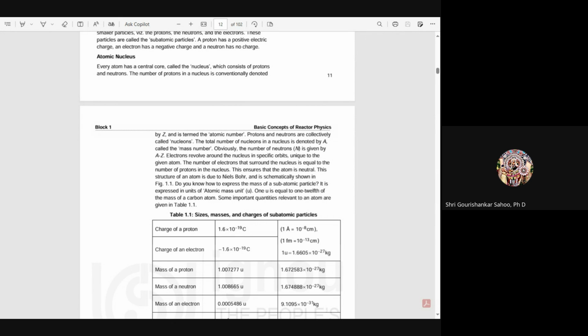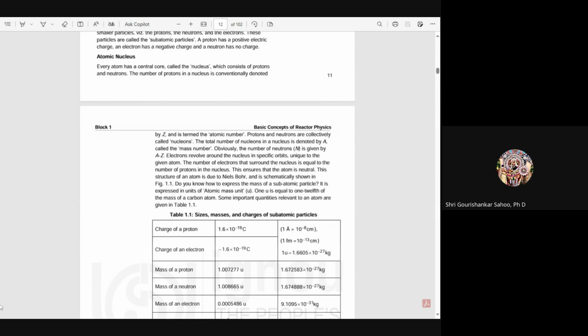So you know the charge of a proton is 1.6 × 10^-19 coulomb. The charge of an electron is -1.6 × 10^-19 coulomb. The charge of a proton is positive, the charge of an electron is negative. The mass of a proton is 1.007277 u, the mass of a neutron will be 1.00886665 u, and the mass of an electron is 0.00054866 u.